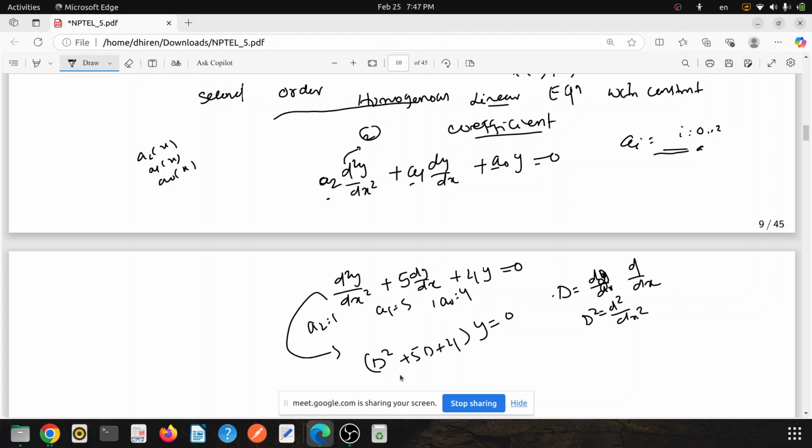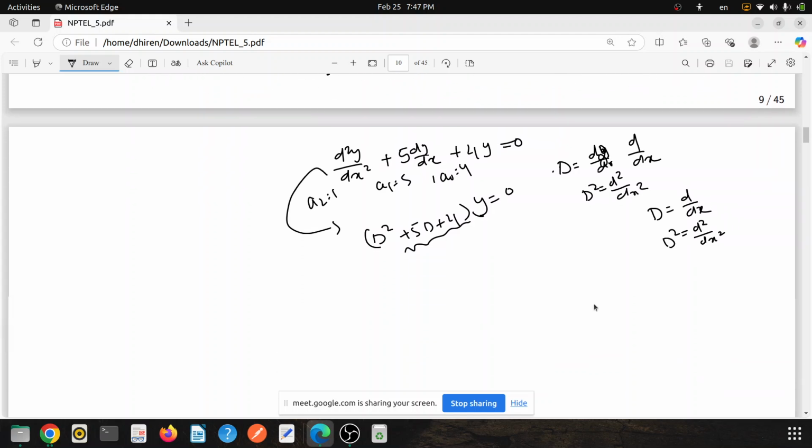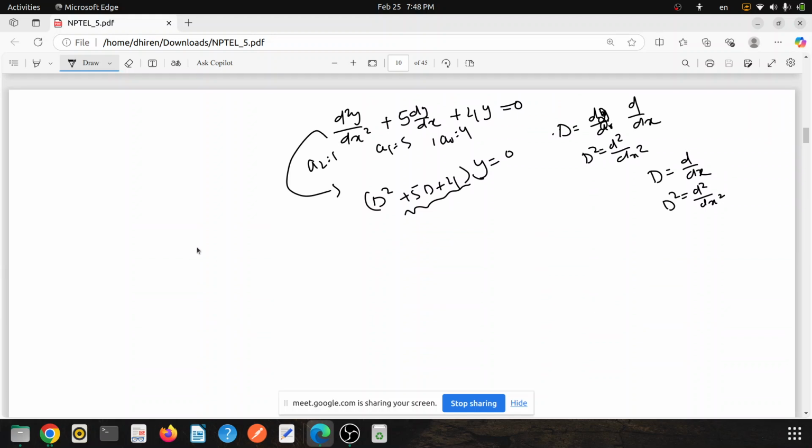That means this is an operator kind of thing. This operator is acting on y. Here the operator D is the differential operator d by dx, and D square is d square by dx square. So this is the auxiliary equation of this differential equation. Similarly for another differential equation you can write it as it is.